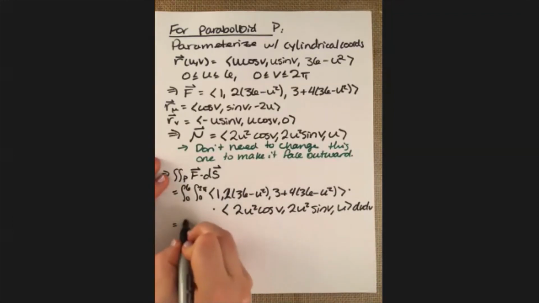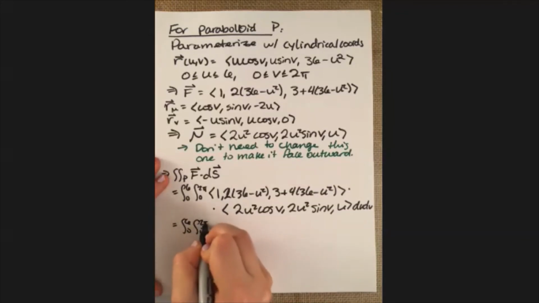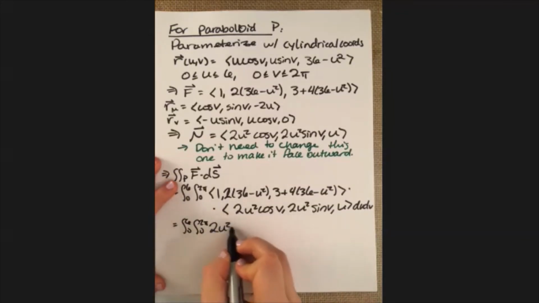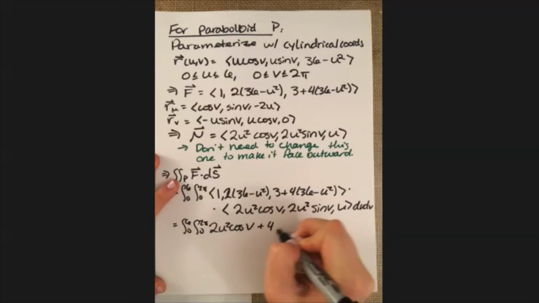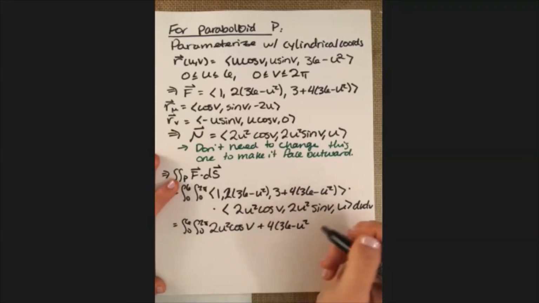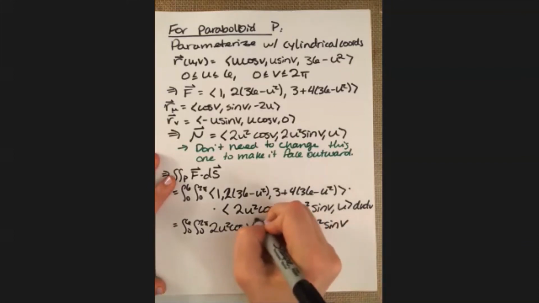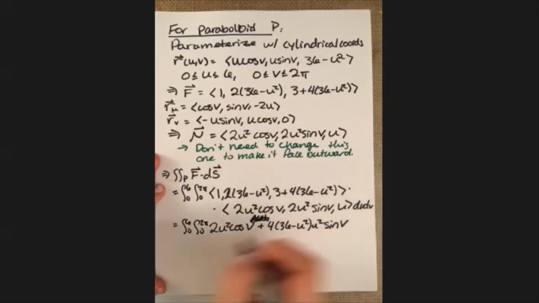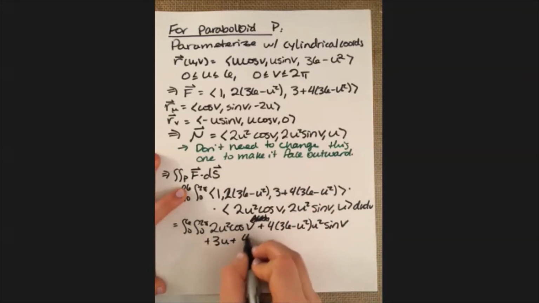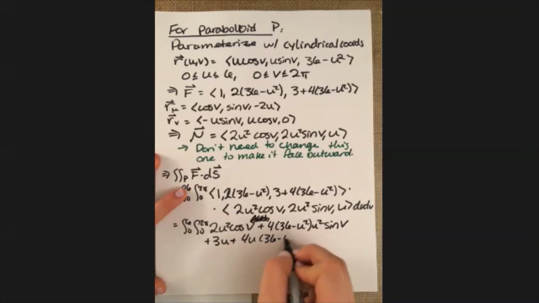Well, I guess I can take the dot product. Integral from 0 to 6, integral from 0 to 2 pi. I'm going to get 2u squared cosine v plus 4 times 36 minus u squared sine v. I'm not going to break it up yet, I'll break it up in a second. And then plus, looks like I'll get 3u plus 4u times 36 minus u squared.